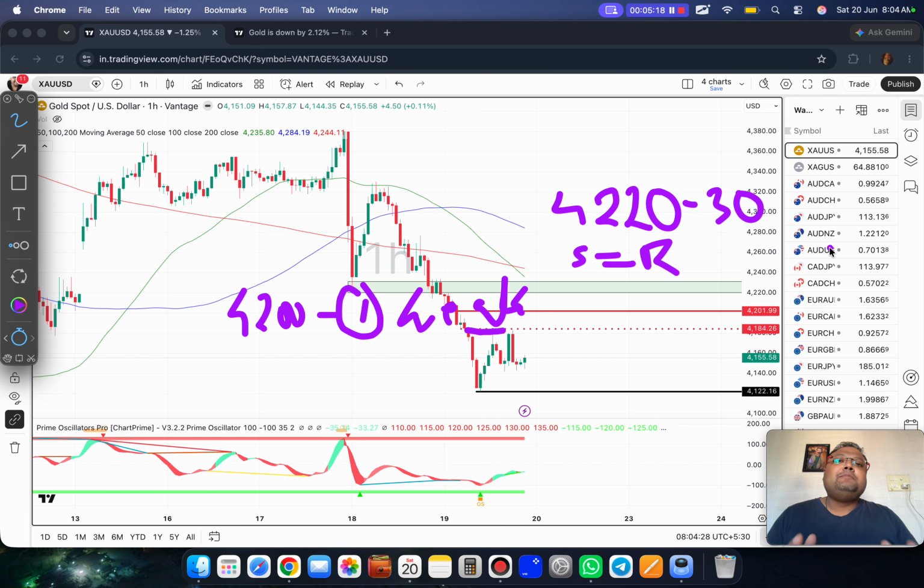Do not trade blindly. There are many levels on every chart, but you cannot trade on every level. Okay, a trader only trades when the opportunity is right. Do not be a gambler. So these are the two selling opportunities on the chart of gold.